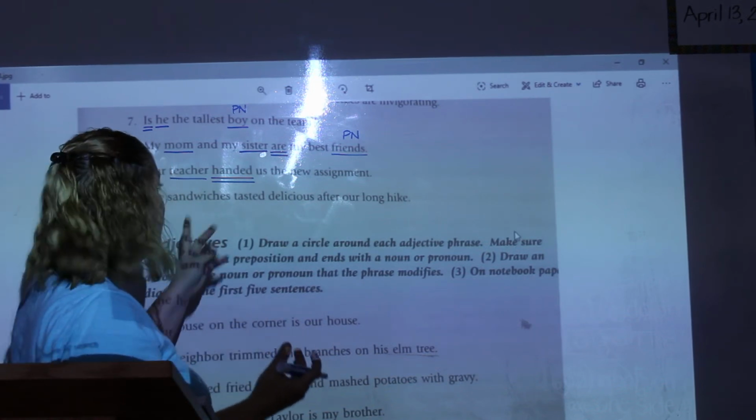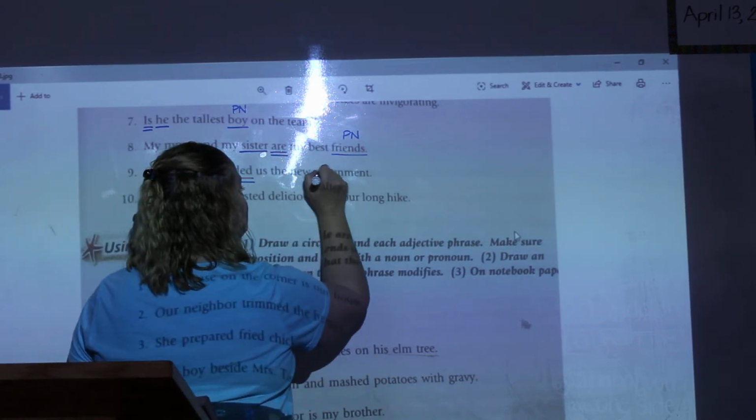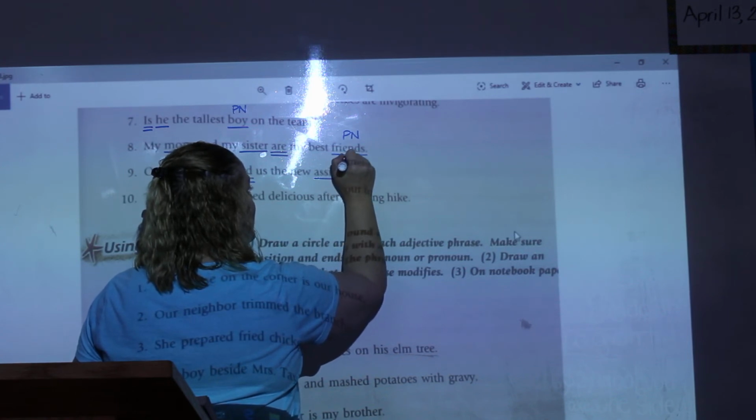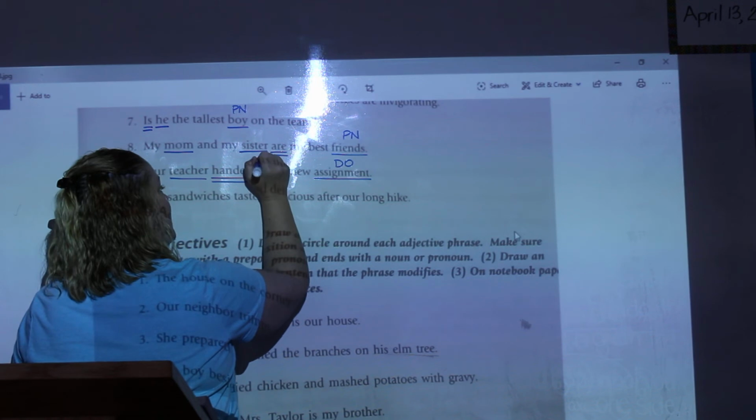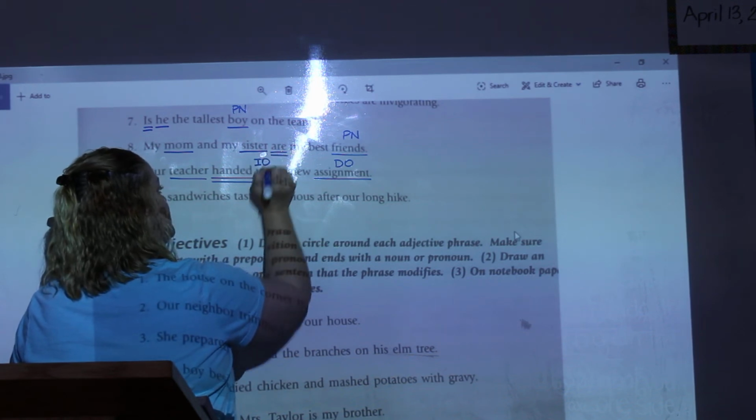Okay. Teacher is the subject, handed is the verb, and because it's an action verb, we're looking for a thing. Handed what? Assignment. Once we have a direct object, then we can ask to whom or for whom? Us. There's our indirect object.